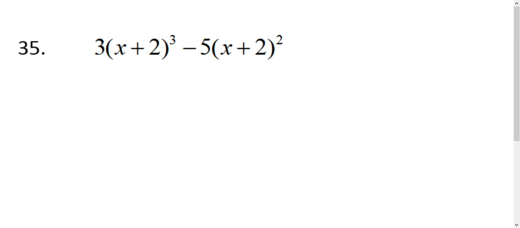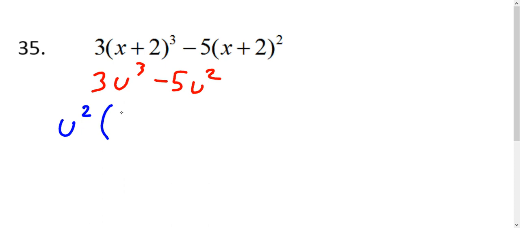For this one with parentheses, some people can do it with parentheses, some people need a little trick. Here's the little trick. Take away the parentheses and put a u instead. And then factor. So we're just replacing parentheses with a u in both cases. Factor, we can take out a u squared. And then we still have the 3 and a u minus 5 because we took out u squared.